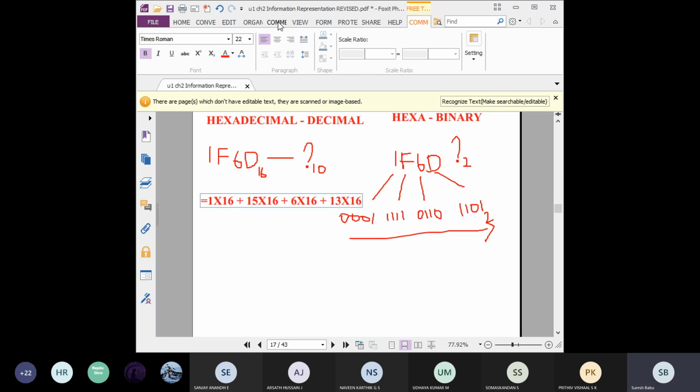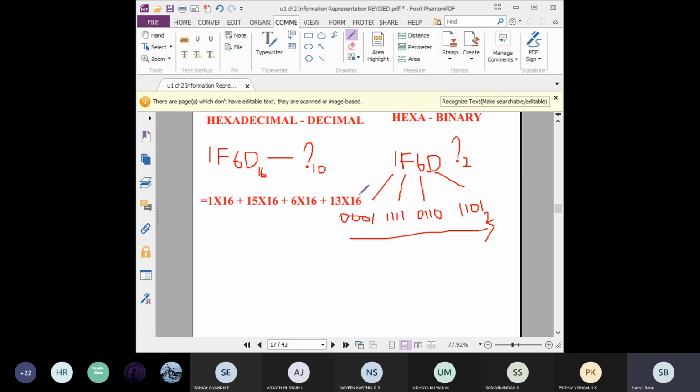Now I want to give the power values for 16, starting from the right side: 16 power 0, 16 power 1, 16 power 2, 16 power 3. Now simplify. What is 16 power 3? 16 square is 256. 16 cube, that is 16 into 16 into 16 again, you will get 4096. It will definitely bring a bigger value, but calculate it. Then 16 square is 256.